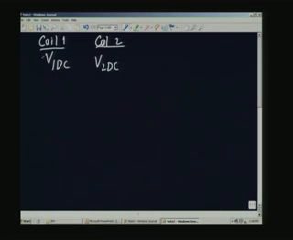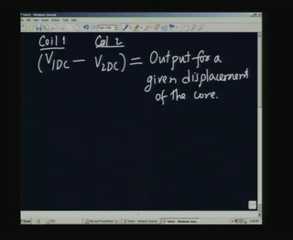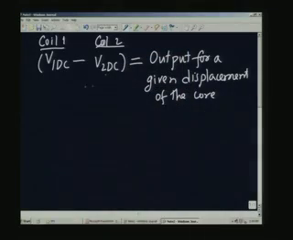So, if I take the difference V1 DC minus V2 DC, this will be your output for a given displacement of the core. So, if the displacement is more towards the coil number 1, that is away from the null position, it goes more close to the coil number 1, this will be greater, this will be positive, and if I have a displacement in the opposite direction, I will get a negative.